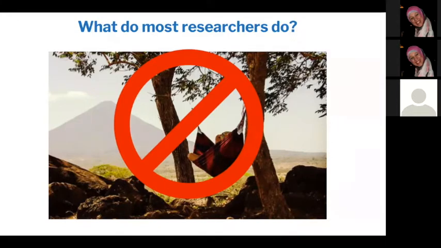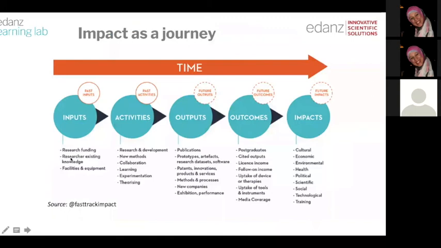Of course, most researchers, when their papers get published, they don't do anything. And this is, of course, a huge mistake, as you've seen before in other slides, in other presentations that we've put together in the course of this Research Square Company training series. Your impact, the papers that you write, the research that you do is a journey. So have a think about your inputs. Have a think about what you're doing in terms of your activities, your outputs, your outcomes, and also, at the end of the day, how your work translates into impact.